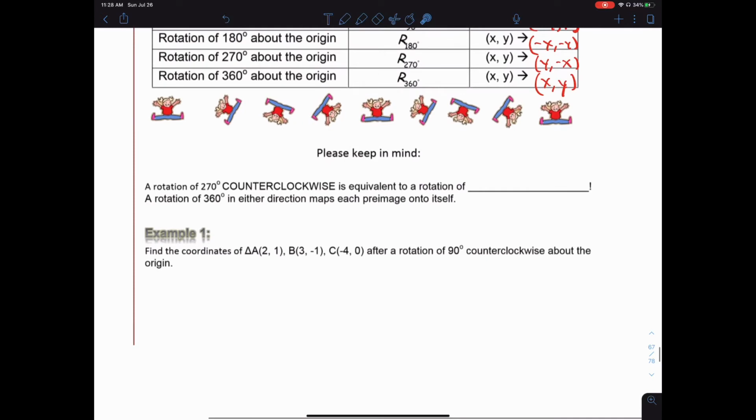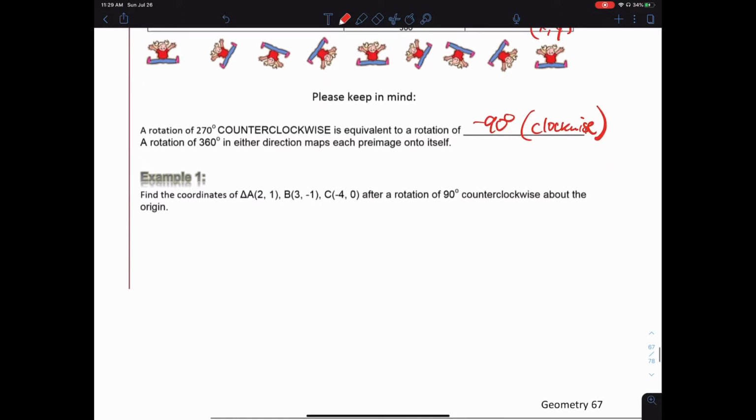Please keep in mind that 270 degrees counterclockwise is equivalent to a rotation of negative 90 degrees, which is clockwise. Negative angle is clockwise. Positive angle is counterclockwise. Rotation of 360 degrees in either direction maps each preimage onto itself.